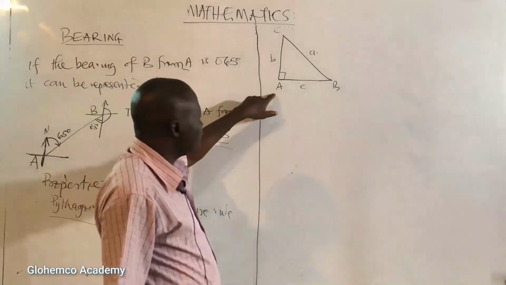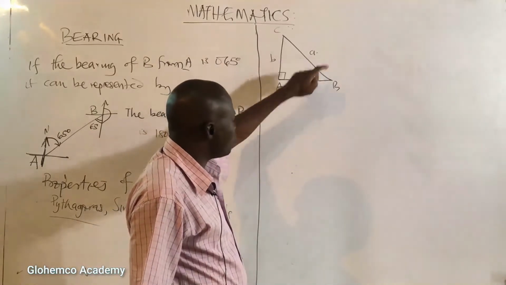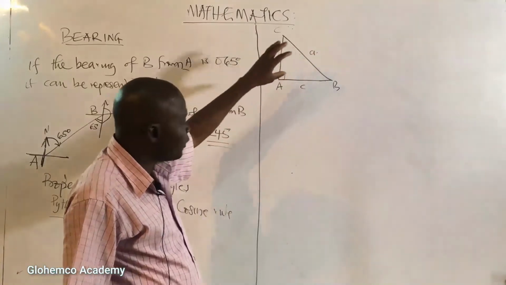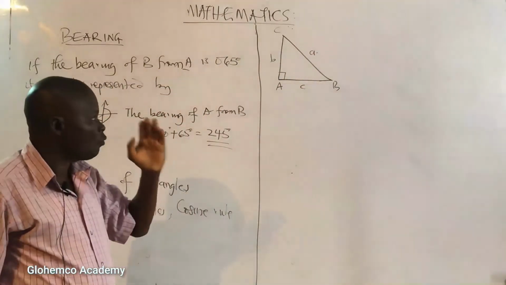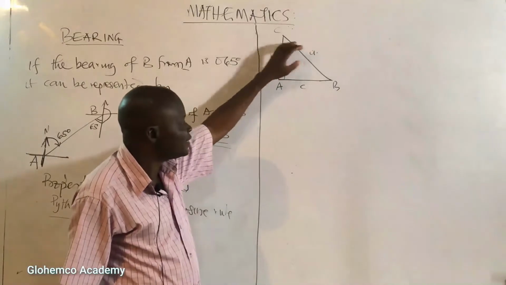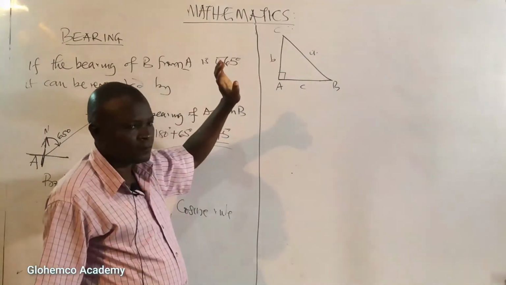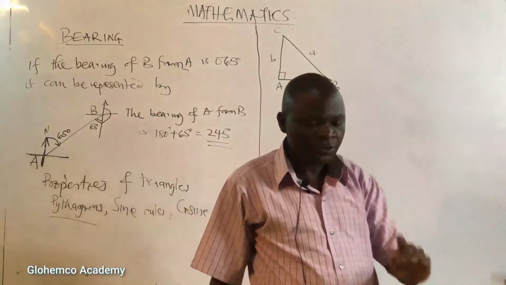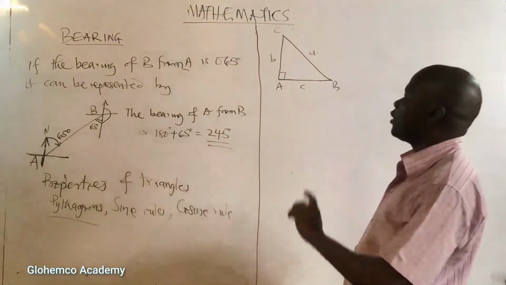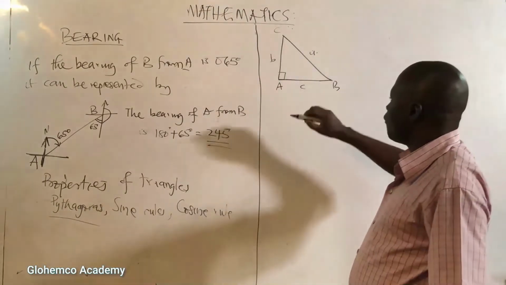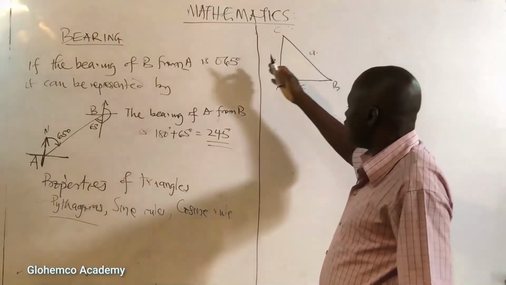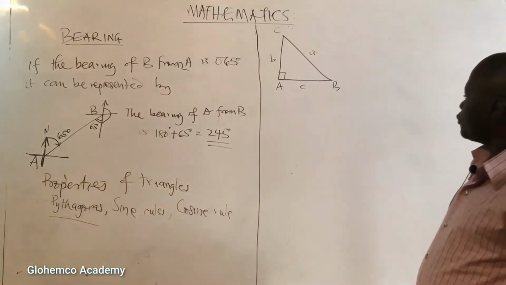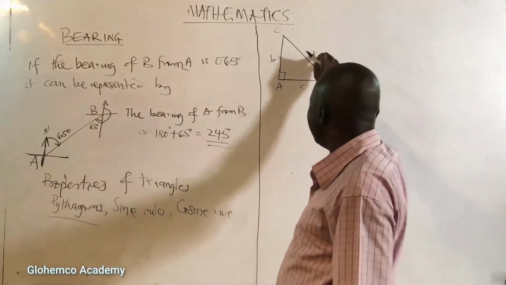The capital A, because this line is facing it, is a small a, while the other one is B. And the capital A is referred to as the hypotenuse. Why? Because it's the side that is facing the 90 degree angle given to us. Any side facing the 90 degree angle in any particular triangle is referred to as the hypotenuse side of the triangle. While the other ones will be either opposite or adjacent, depending on the angle you are referring to.